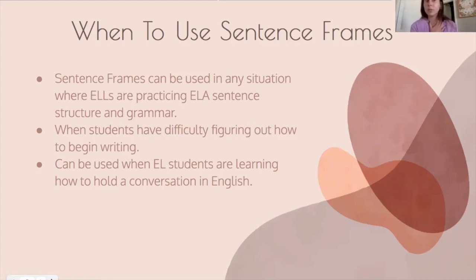Also, it can be used when students have difficulty figuring out how to start writing. If they're beginning a journal prompt or starting an essay, if they're stuck, this could help scaffold them into starting their paper or whatever assignment they're working on.